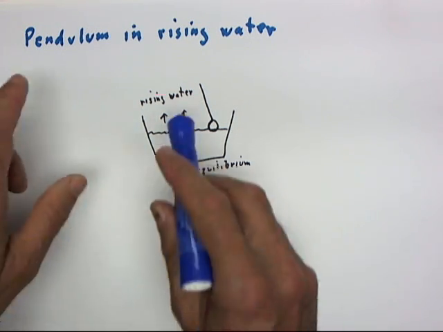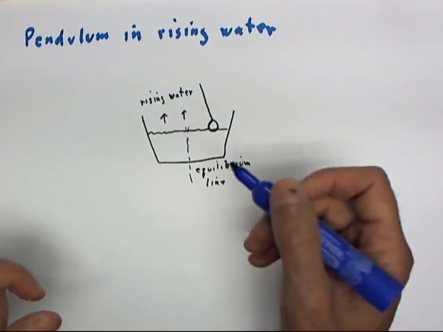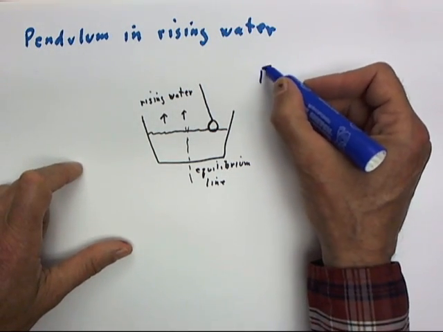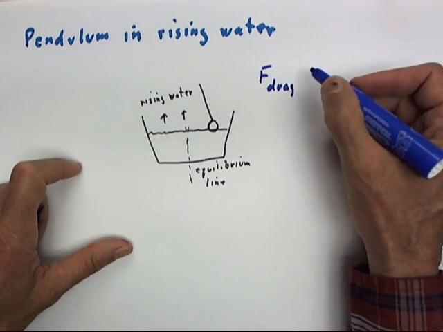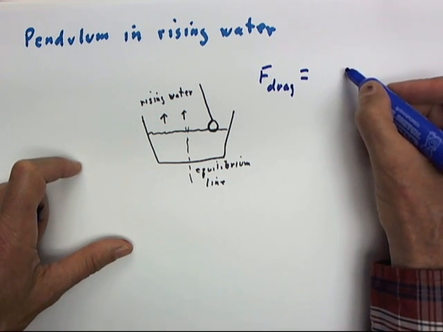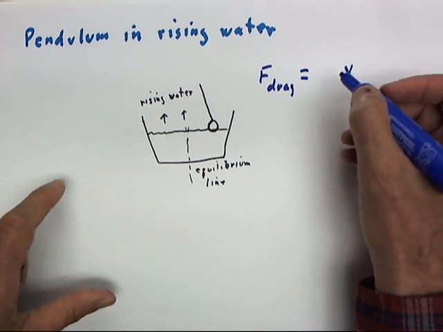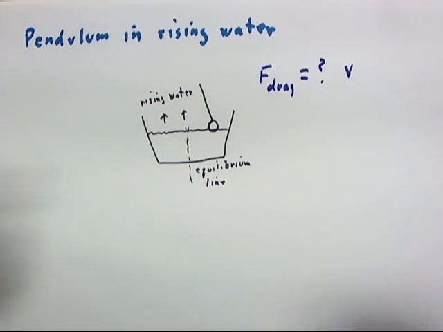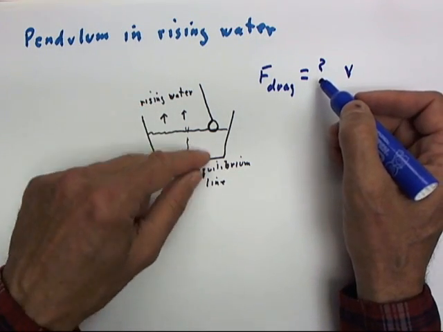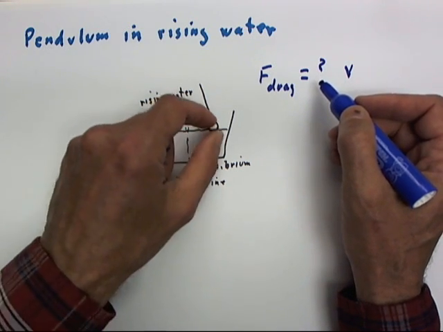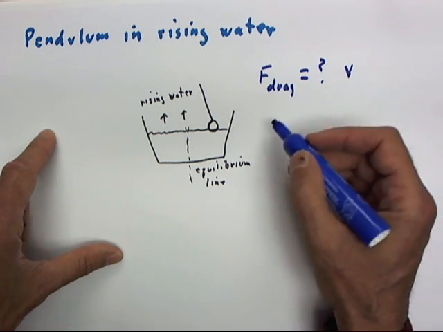Now, if our pendulum is swinging back and forth and the water level is rising, then our drag force is still going to be a function of V. So let's just put a V over here. But it's equal to something times V. And this something is going to change as the water rises, because as the water rises, the pendulum has to push more and more water out of the way. So what are we going to put in here?